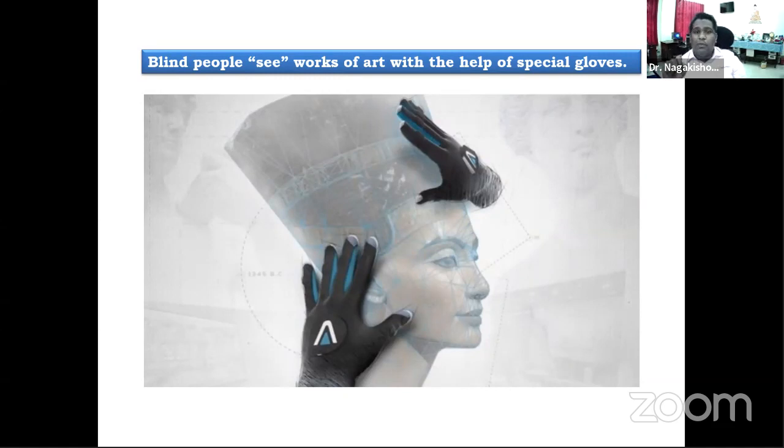And coming to this slide, blind people see works of art with the help of special gloves. Generally, blind people can touch. If they want to find the time on their watch, they don't have the glass, they can touch the screen. Obviously, by the placement of the needles, they can say the time is some 3 o'clock. But here, special gloves are there. Some people can touch our face and say who that person is, in olden days. But now, by using these special gloves, blind people can see works of art also. If they touch the work, they can feel that.